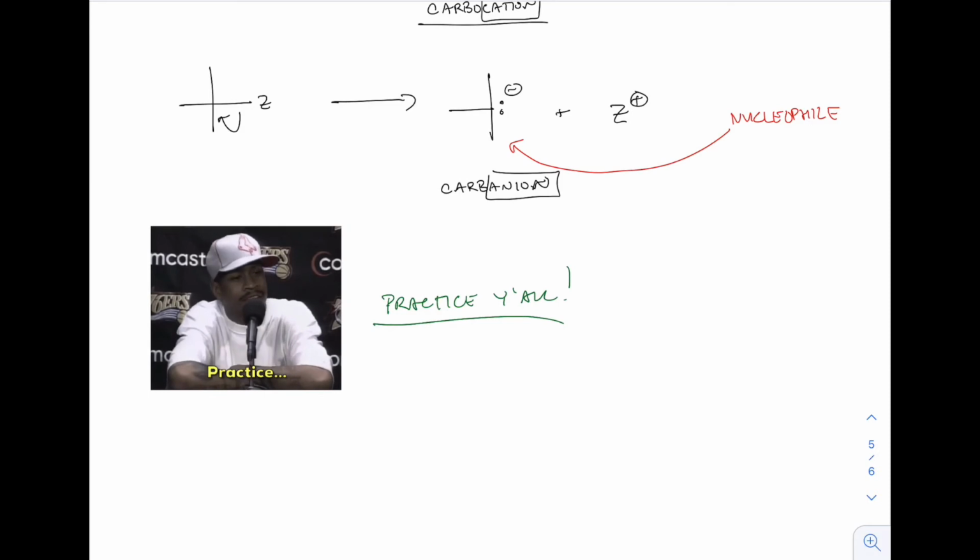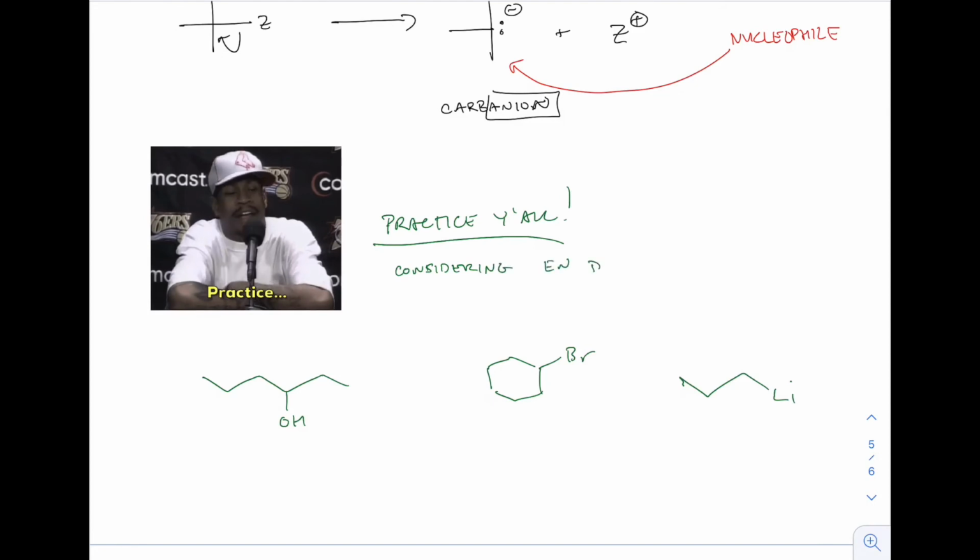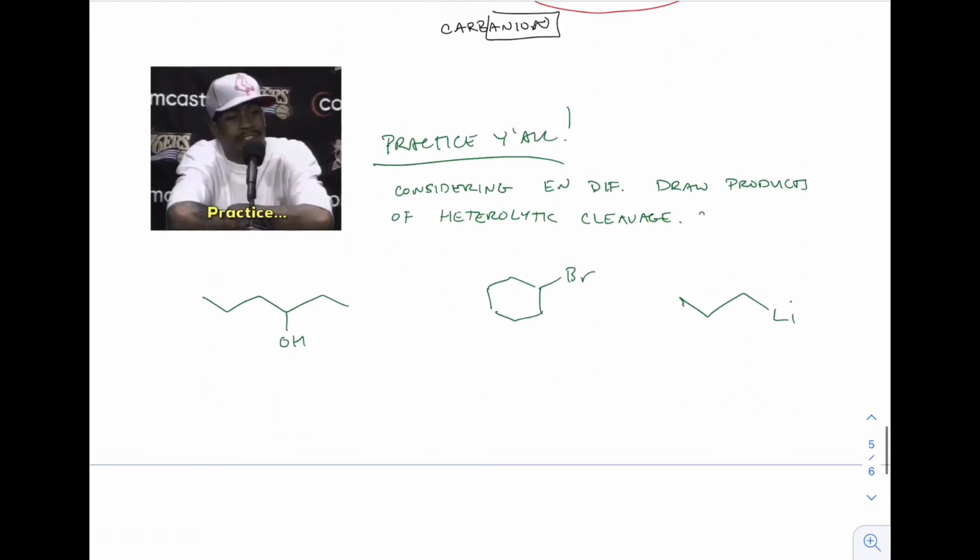It's time for practice. This stuff is really easy. I think you should try and go through it as quickly as possible. Don't worry about understanding every little bit of information, because we're going to see it in chapter 7 a lot. So just go through the material, get the gist of it, and then move on, and come back if you need to. For these three compounds, considering the electronegativity of the atoms in each, we want to see what the products would be of heterolytic cleavage. Pause it and try it on your own and see what you get.